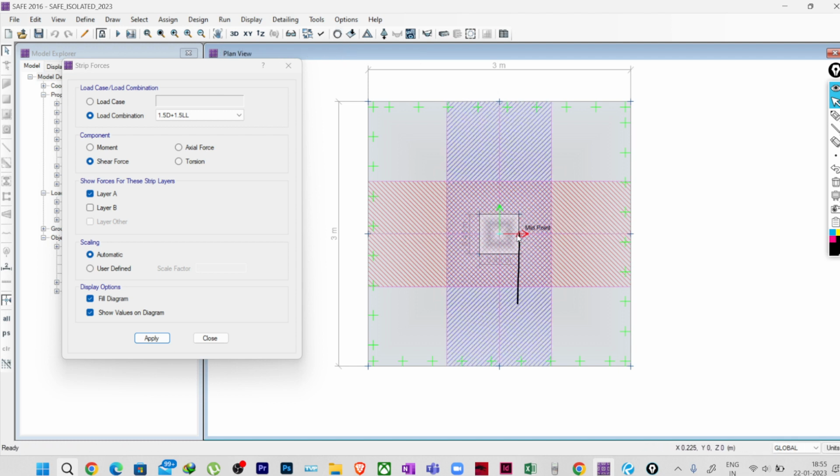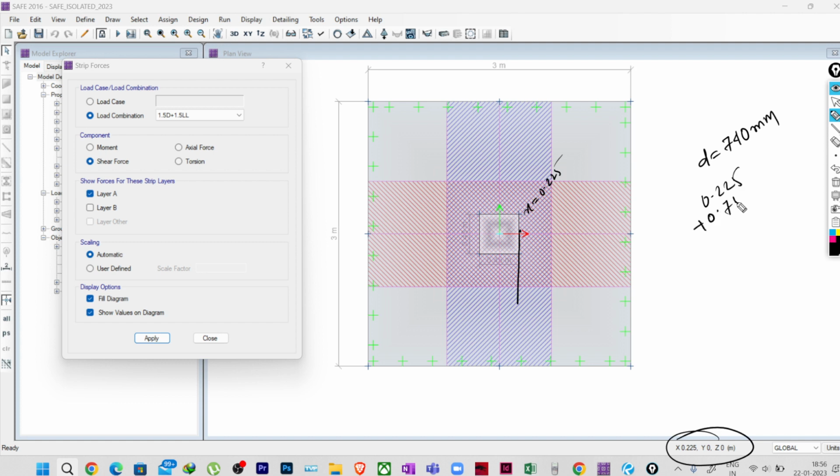This face point, if you see this axis here, just have a look on this particular axis. On this face, the coordinate for x is 0.225. Now at d distance, our d is 740 mm, so 0.225 plus 0.740, how much will it be? 0.965. So at d distance.